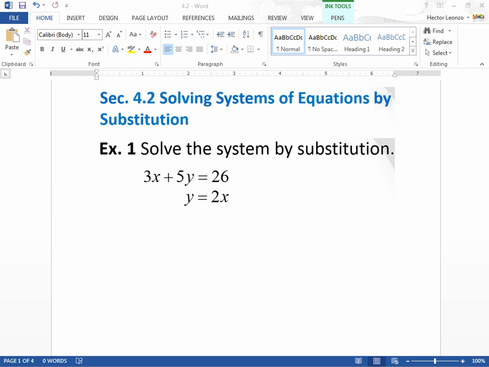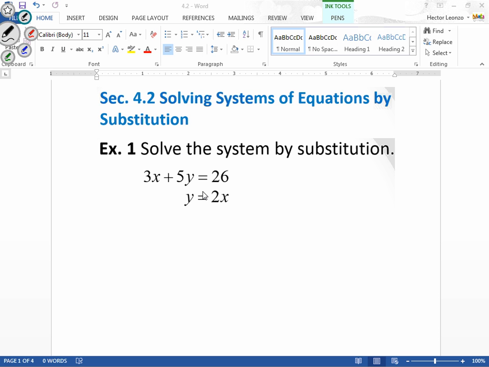So remember 4.1, section 4.1 was about learning how to solve by graphing. Now 4.2, we're gonna learn how to solve by substitution. Substitution, what it means is to replace something with something else. When you replace something, is what we call substitution. And that's exactly what we're gonna do.